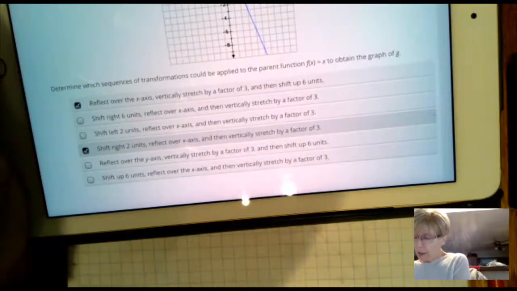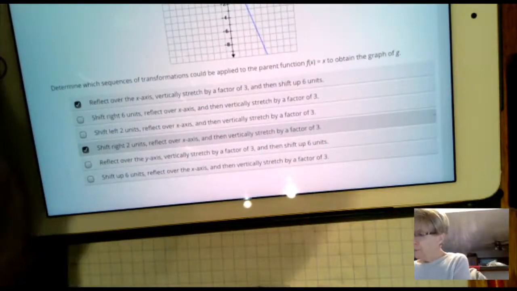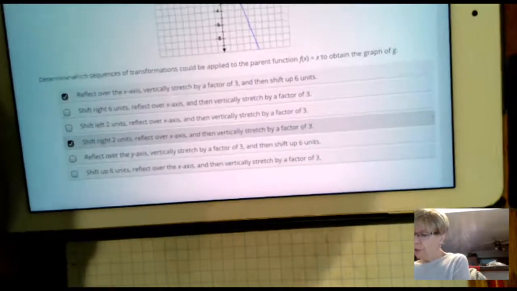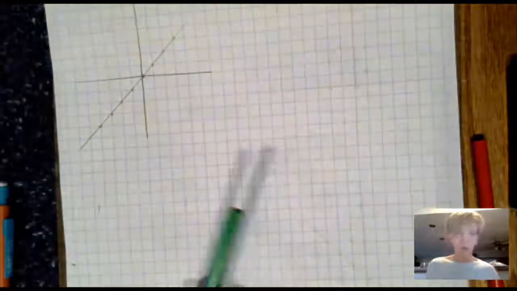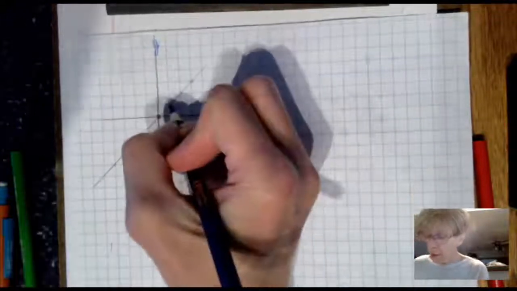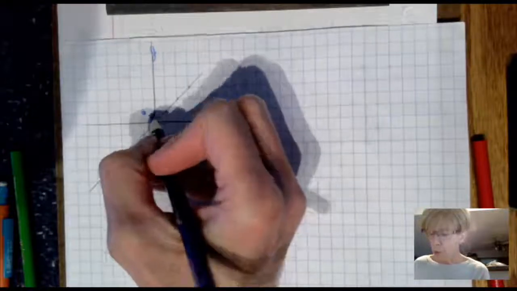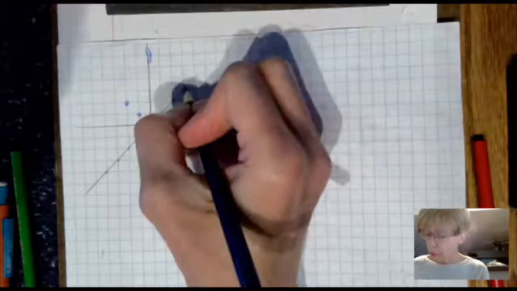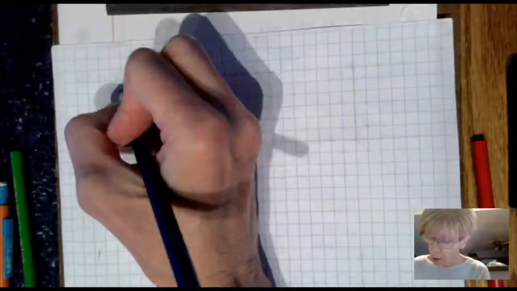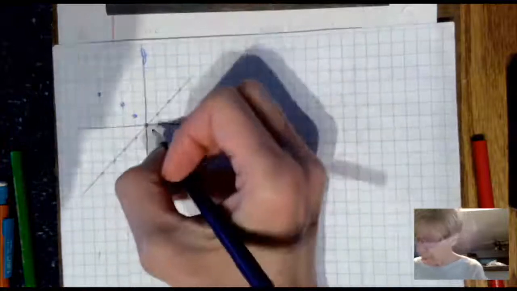If we look at option number 5 here, reflect over the y-axis. So I still have this line y equals x, f of x equals x. If we reflect over the y-axis, it is this one. 0, 0 is going to remain, but now this point is going to go here. It's 1 space away from y. This one is 2 spaces away from y. 3 spaces away from y on the other side.